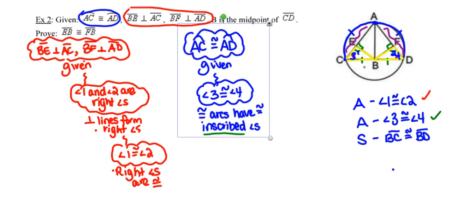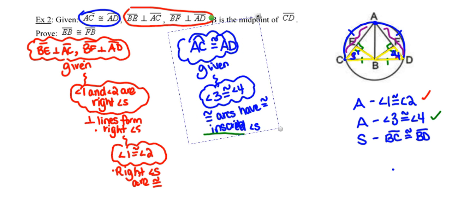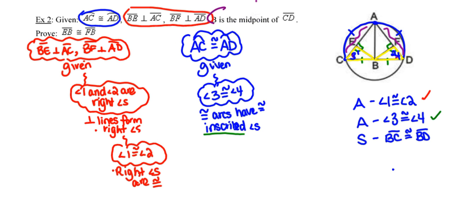And then the last pair of congruent parts I want to talk about are segments BC and BD being congruent, and those are congruent as a result of the midpoint.